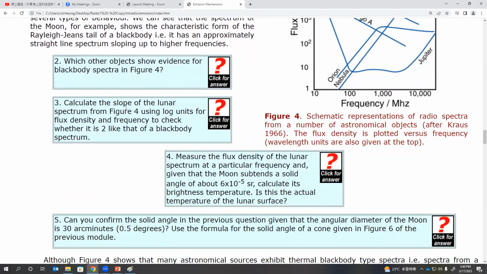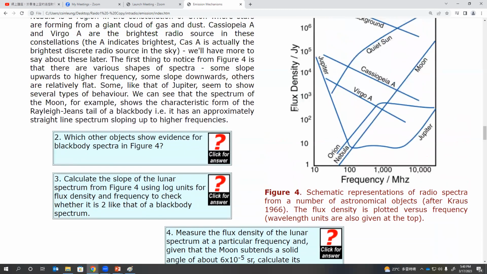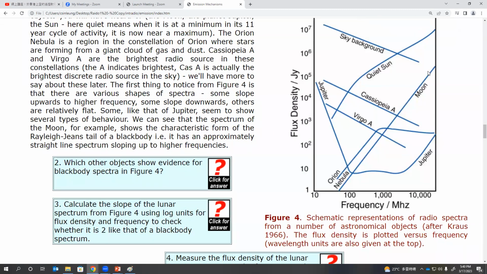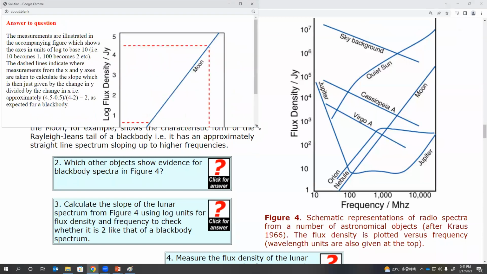Okay. And now, number 3 asks you to calculate the slope of the lunar spectrum from figure 4 using log units for flux density and frequency, and to check whether it is similar to that of the blackbody we introduced. So for the case of the moon, if we calculate it roughly, due to time limitation, okay.